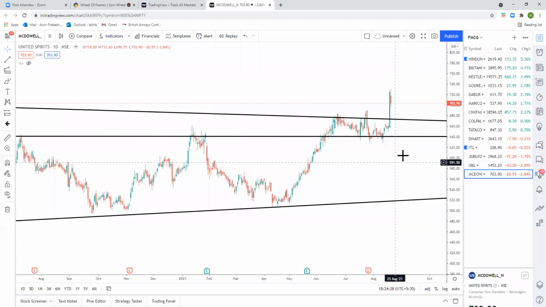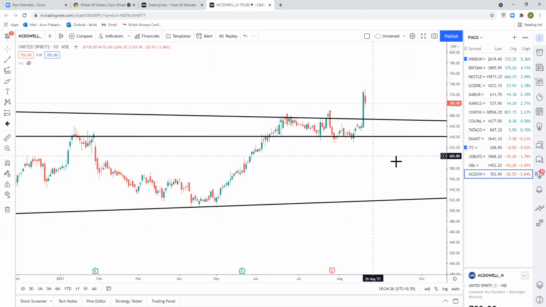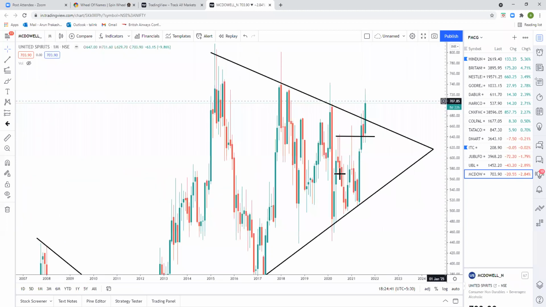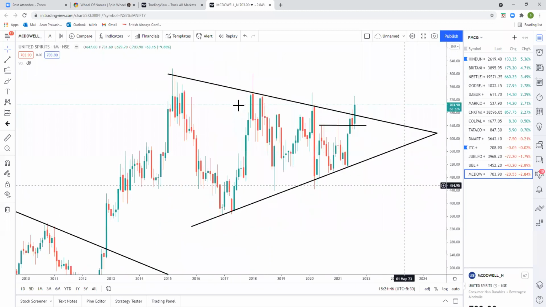Go ahead. So when we are trying to draw a pattern, either a channel pattern or a triangle pattern, how many candles' wicks, or how many candles should touch the line to consider it a valid pattern? Three, bro. Three or more.